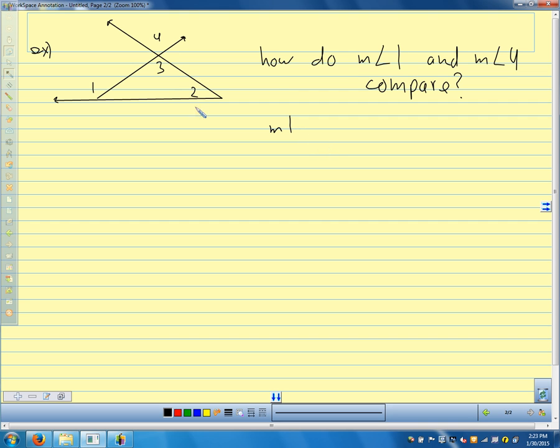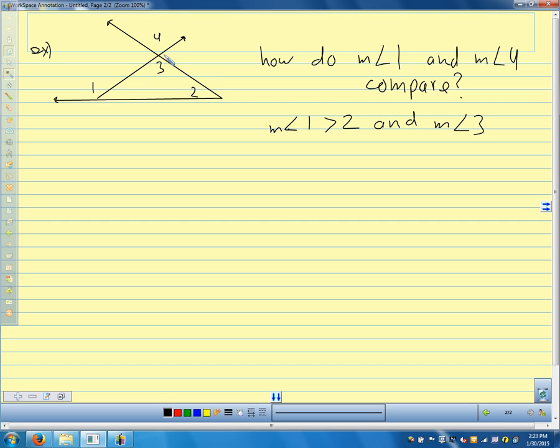If we add angle 2 and angle 3 together, that equals the measure of angle 1. So what does that tell us about the measure of angle 1 compared to the measure of angle 2 and the measure of angle 3? Well, let's look at angle 3. What do we know about angle 3 and angle 4?